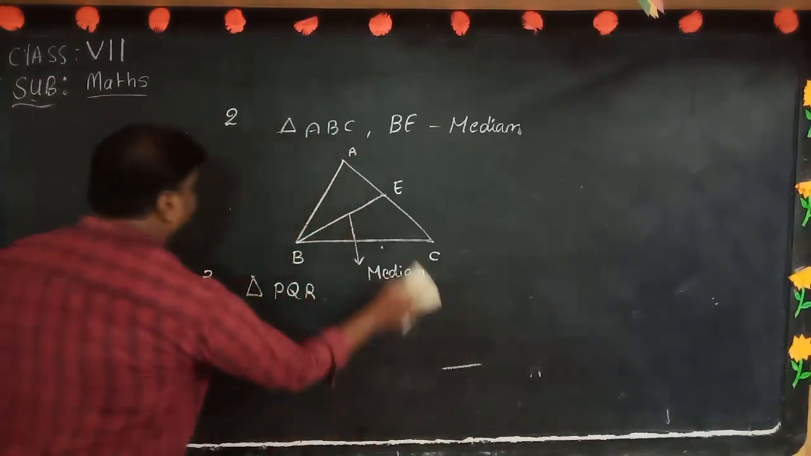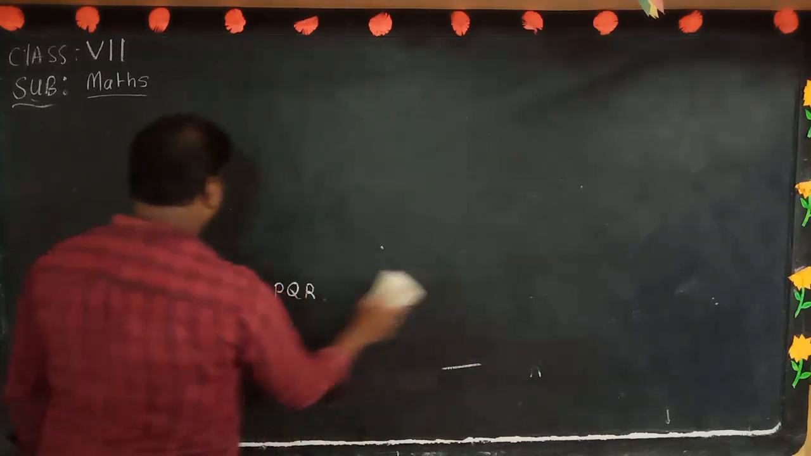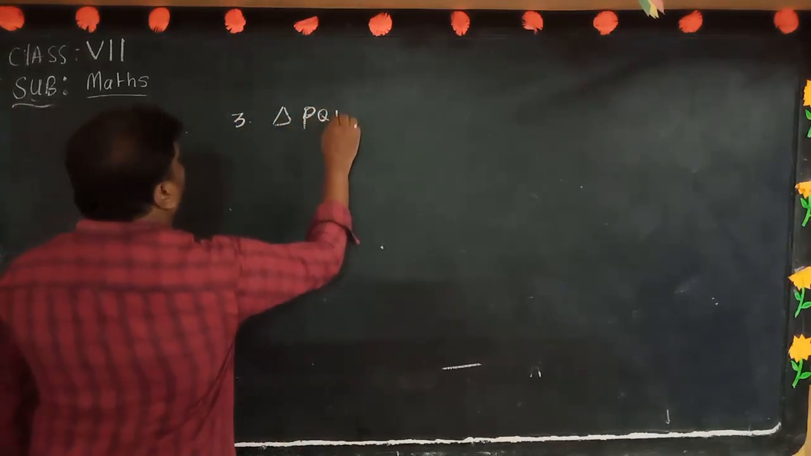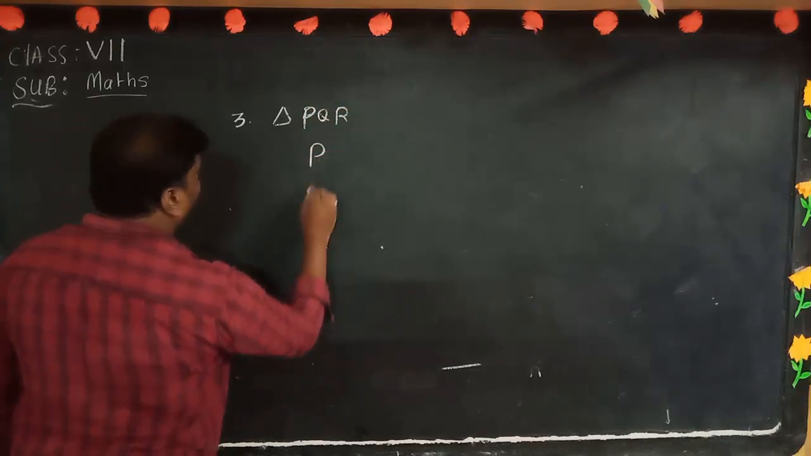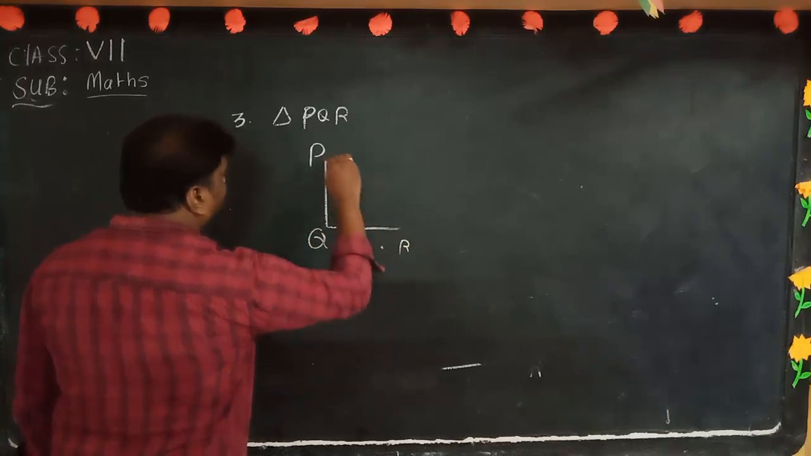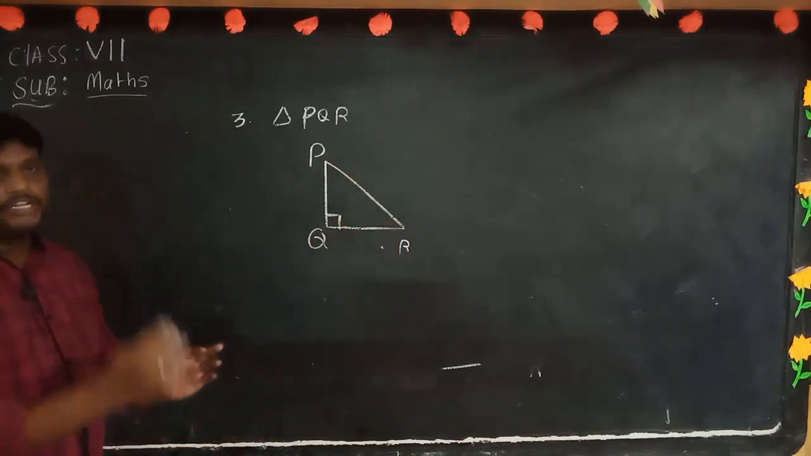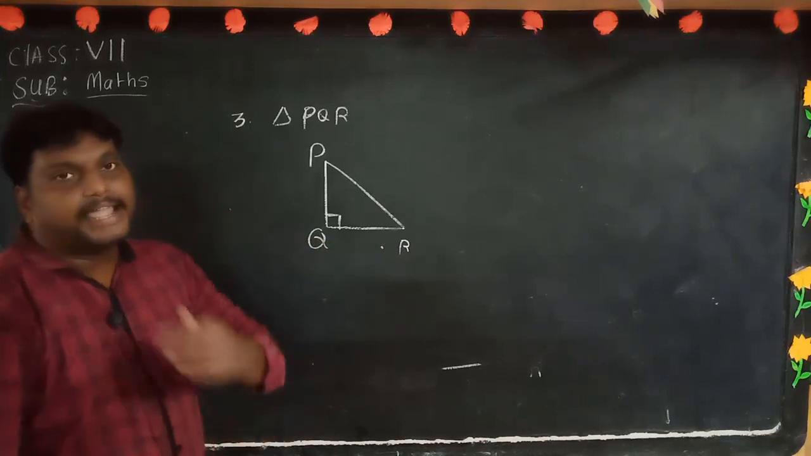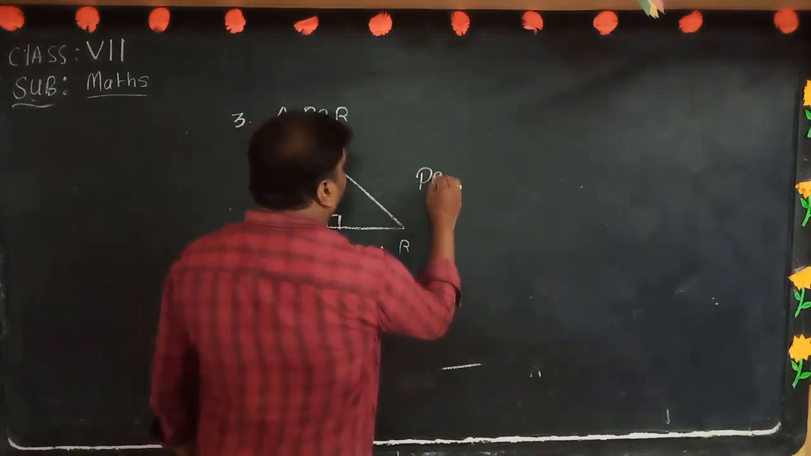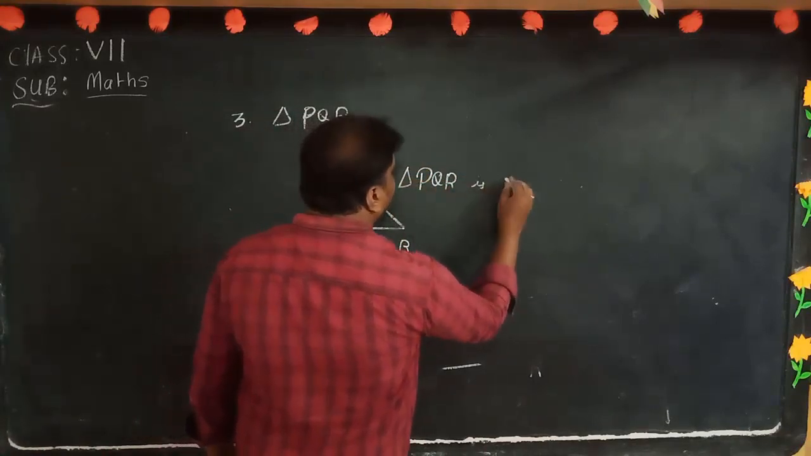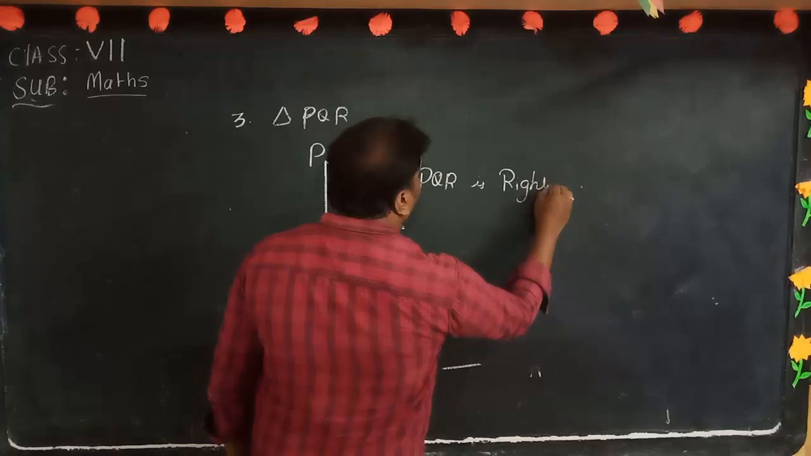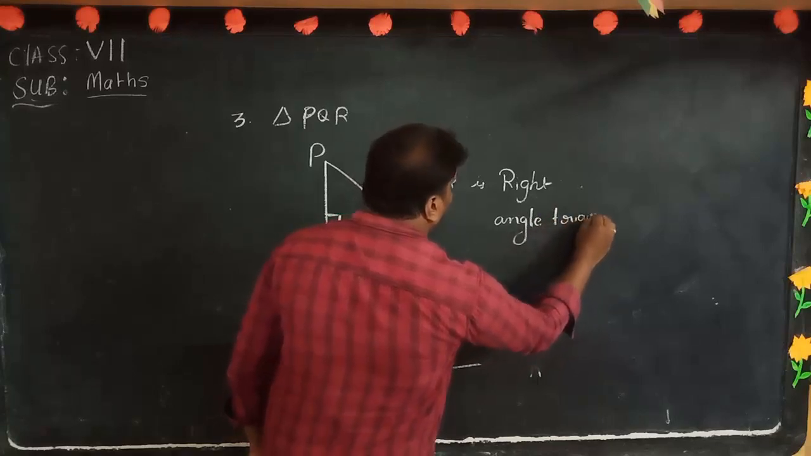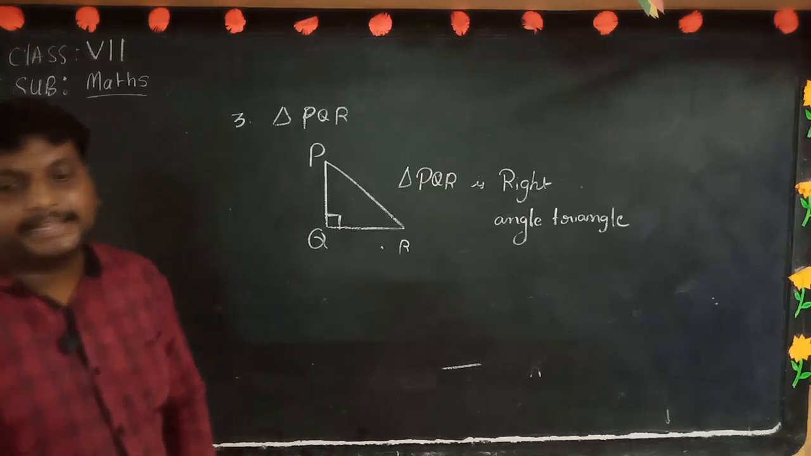So the triangle will be a right angle triangle. Triangle PQR: PQ is an altitude and QR is also an altitude. Why? Because if you turn the triangle, QR will be the perpendicular length. QR also will be a perpendicular length. Then the triangle PQR is a right angle triangle.